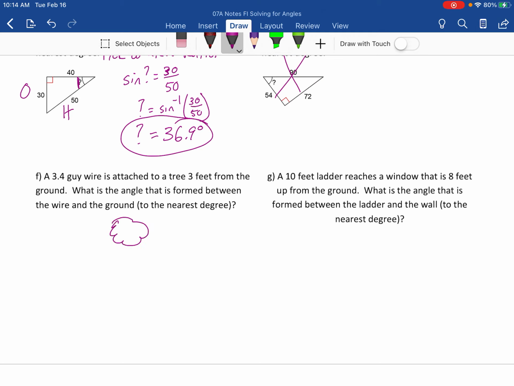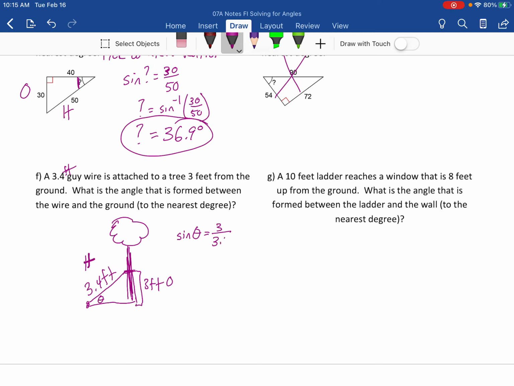And I don't think that we actually need to do the next one. All right, a couple word problems. This one may be something that you're not familiar with. So a 3.4 foot guy wire. So you have a tree. It's actually not going to be that tall. A guy wire is attached to a tree 3 feet from the ground. Okay, so this is a short tree. A guy wire is actually the wire that keeps a tree up. And so it's 3.4 feet, and it's here. It says, what is the angle formed between the wire and the ground to the nearest degree?